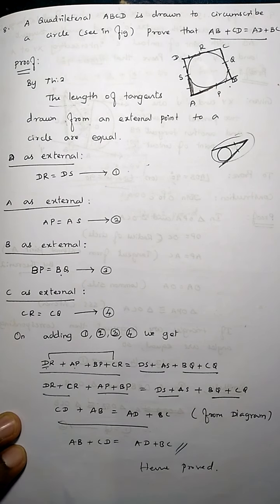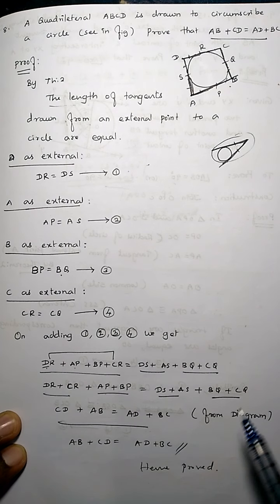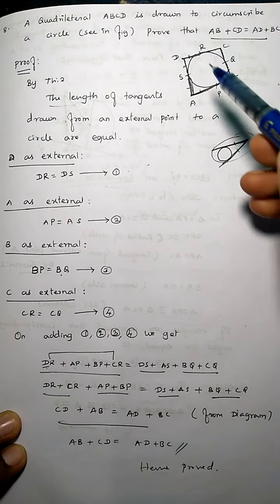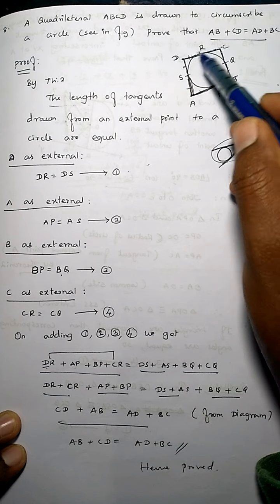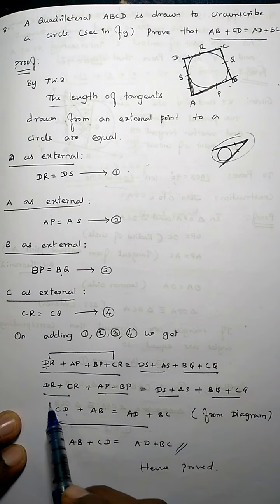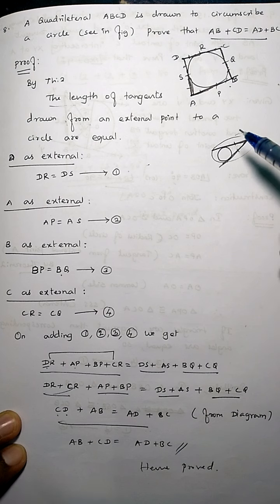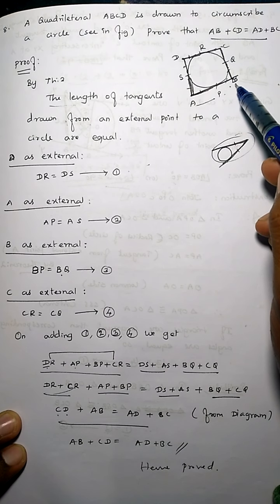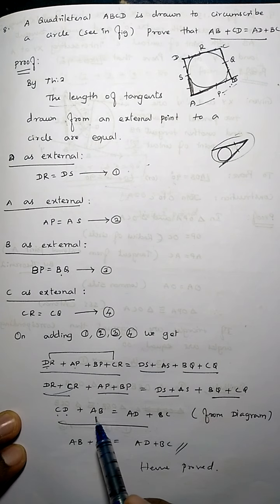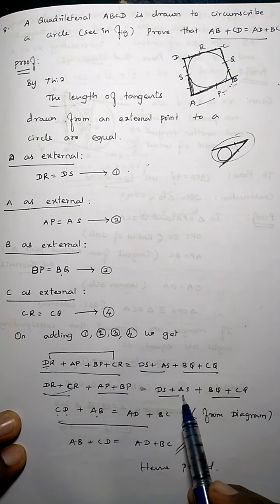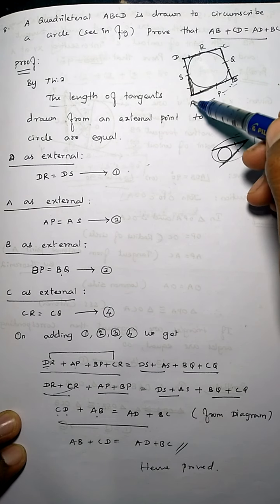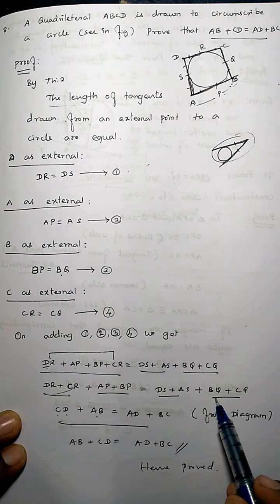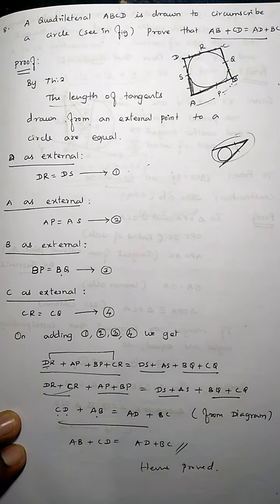Now DR plus CR, see in the diagram DR plus CR, what can we take? Can we take these two parts as CD directly? So we can take CD for these two parts. AP plus BP, what can we take in the diagram? AP plus BP together we can take AB. Okay, now DS plus AS you can take as DA or AD. And here BQ plus CQ, you can take as BC.